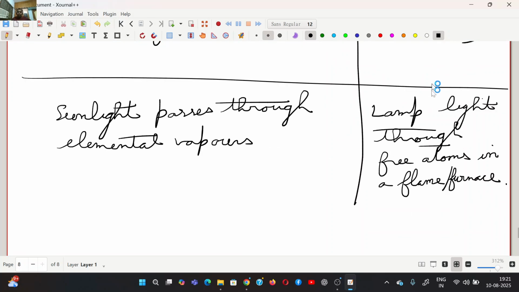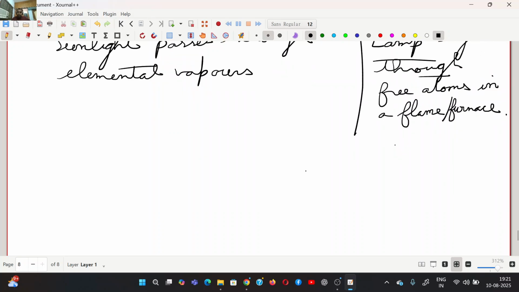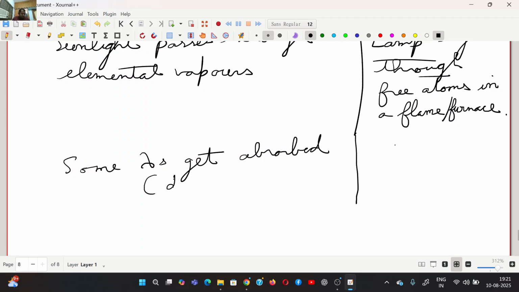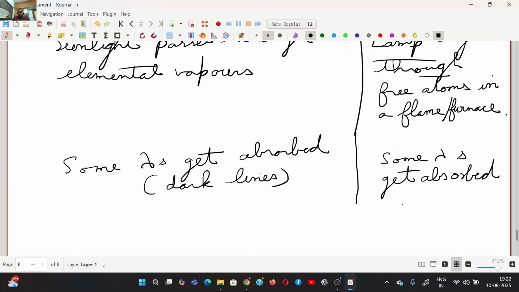So in case of Fraunhofer lines, sunlight passes through elemental vapors, and in case of AS, lamplight passes through free atoms in a flame or furnace. In Fraunhofer lines, some wavelengths get absorbed, resulting in dark lines. Here also some wavelengths get absorbed, resulting in reduced intensity.